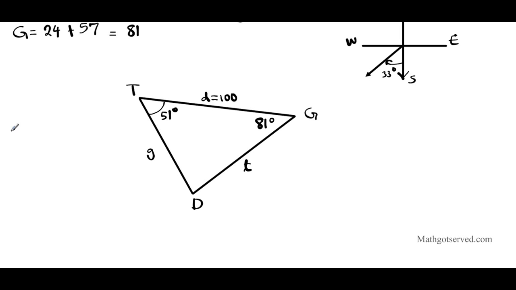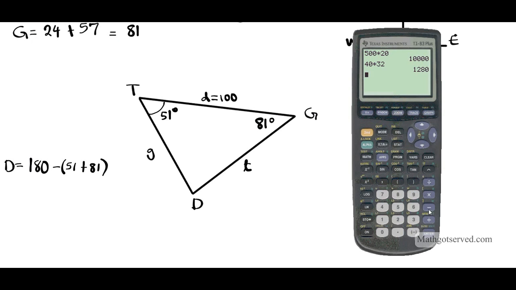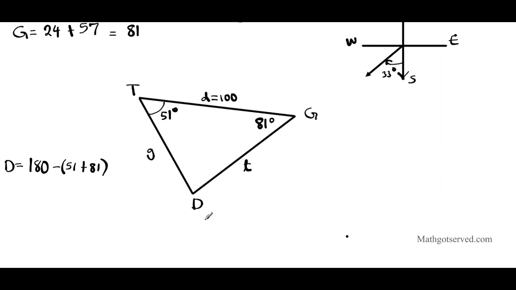We're going to use the equation angle D equals 180 minus the sum of the other two angles, 51 plus 81. Let's go ahead and compute that with our calculators. So we have 180 minus parenthesis 51 plus 81, and the answer is 48 degrees. So angle D is 48 degrees. Let's go ahead and put that here, 48 degrees.